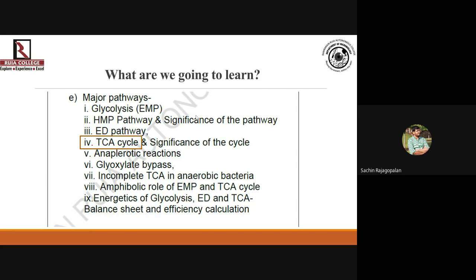We will be learning how it is amphibolic in more detail, because you can see that there's a separate title in your curriculum saying amphibolic role of EMP and TCA. So once you do the TCA and the significance of the cycle, it will be very easy to do incomplete TCA and glyoxylate bypass. So all that will go in one flow. It will all be one concept that we'll be learning. So we will be doing TCA cycle, its significance, the glyoxylate bypass, the incomplete TCA, and the anaplerotic reactions together.